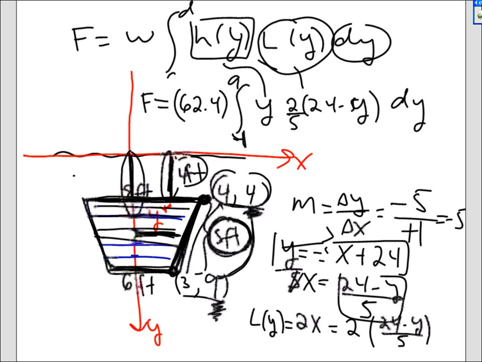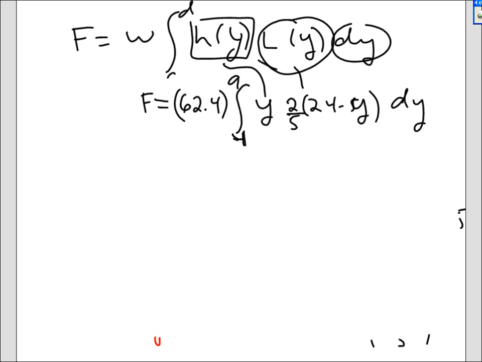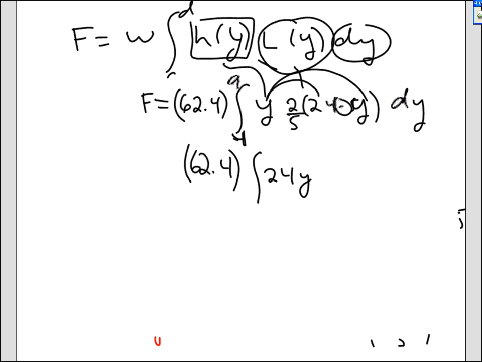Okay, let me get a lot of this stuff out of here. And we'll do the calculus. We'll use integral. First thing is I'll bring out the 2/5. So it's 2/5 of 62.4, the integral of 24y minus y squared dy.